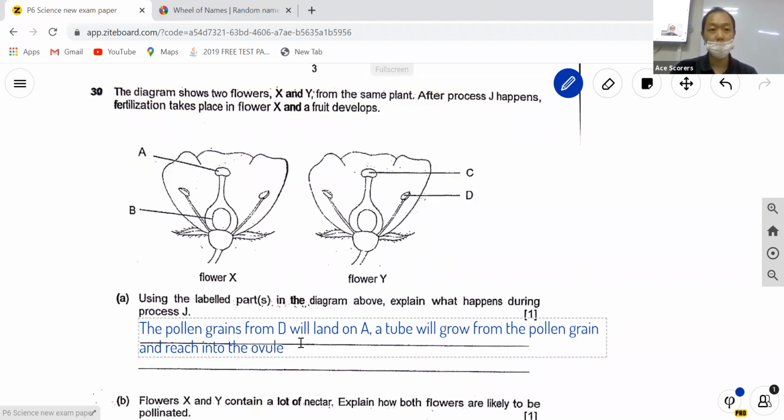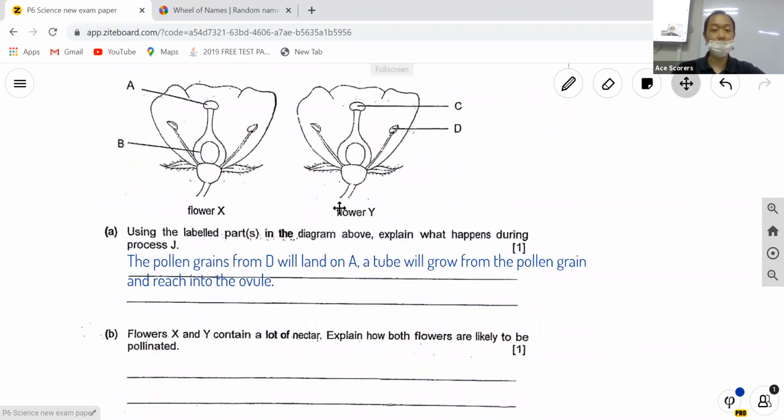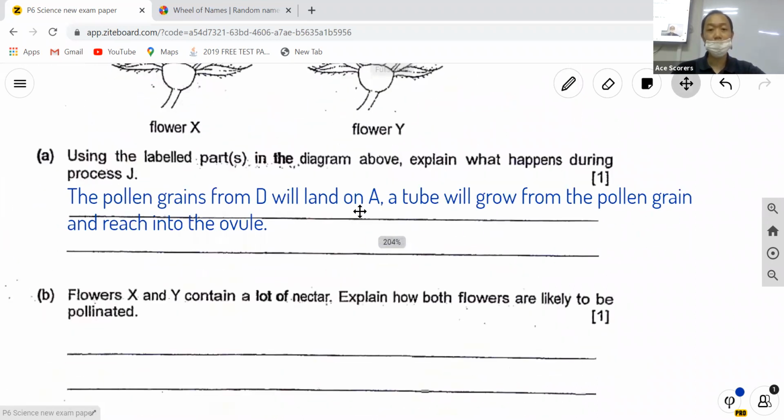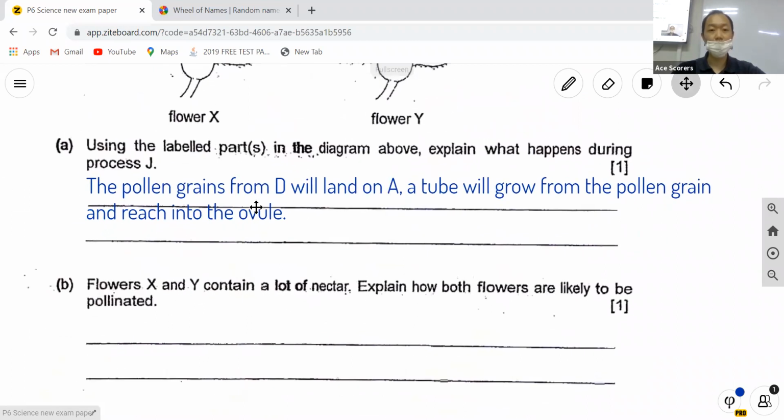Right, because process J is just pollination. This thing comes here, going down, and if it reaches the ovule, that is fertilization. So we don't need to talk about fertilization. They say before fertilization, so before fertilization is pollination. All right, so this is the process of pollination. That's where the pollen grain goes from, in this case, D to A, then a tube grows down to try to reach the ovule.